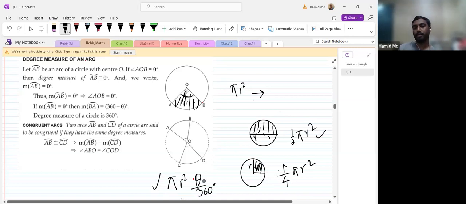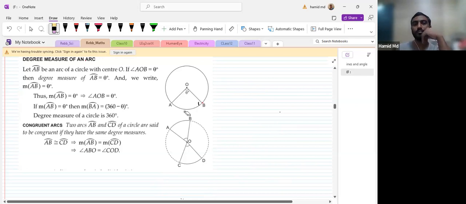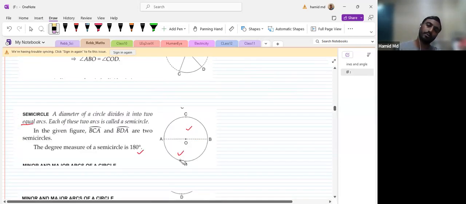Yes, sir. Did I tell you this definition? I don't think so, sir. Maybe. Let's see. Further we move, maybe somewhere this must be. Okay, let's see. So, did you note that formula? Yes, sir.